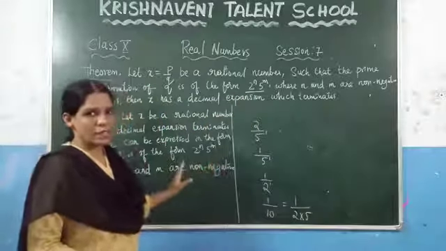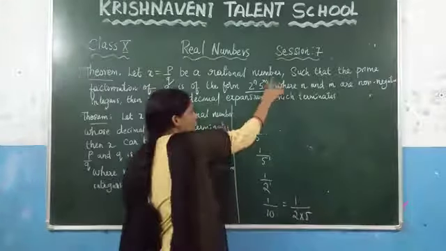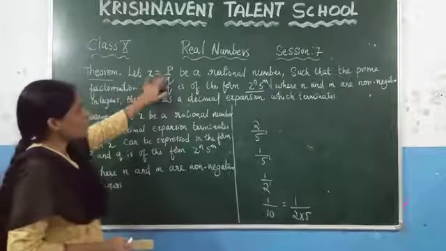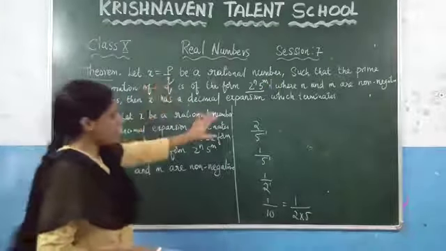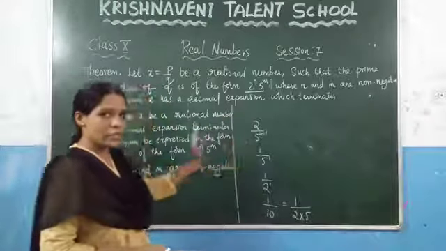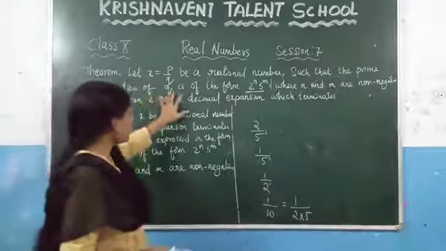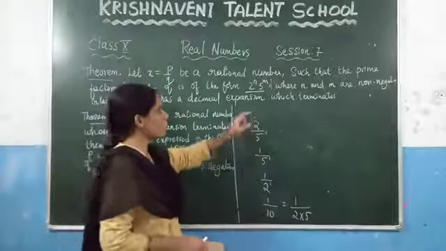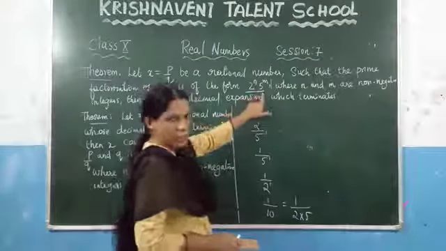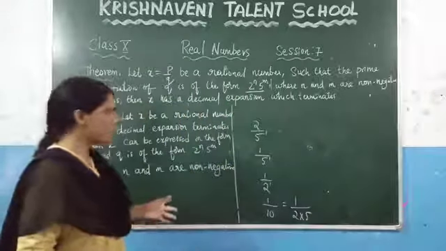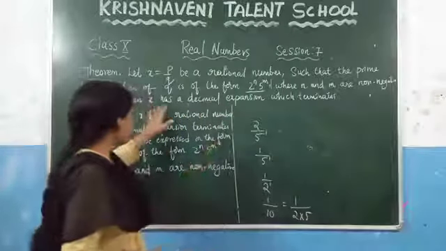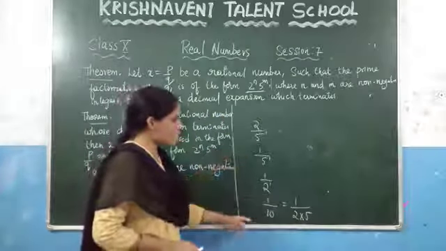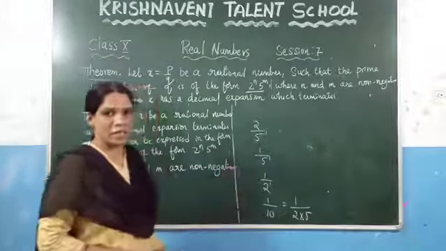Now what does the theorem state? Up to this point the condition is satisfied. The theorem says you have to consider a rational number, and the condition says the denominator, that is the prime factorization of q, should be in the form of 2 power n and 5 power m. And what the theorem says is that x has a decimal expansion which terminates. That means if you take these rational numbers, we can say that it is a terminating decimal.